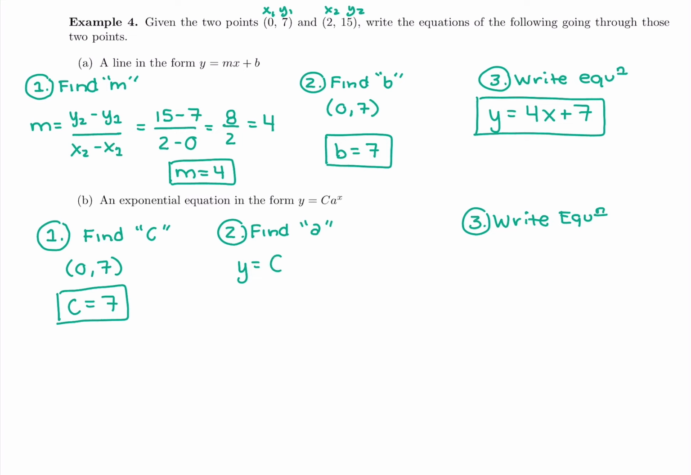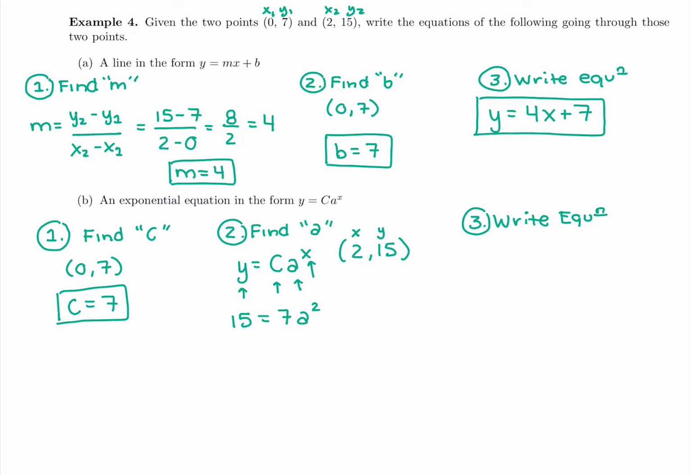So I'm going to do y equals c times a to the x, and I'm going to plug in the other point, which was (2, 15), for my x and my y. So I'll replace y with 15 from the point. My initial value was 7. a is what we're solving for, and it's raised to the x power, which is 2. So I want to solve for that base a.